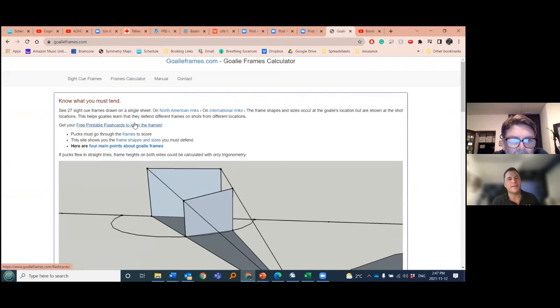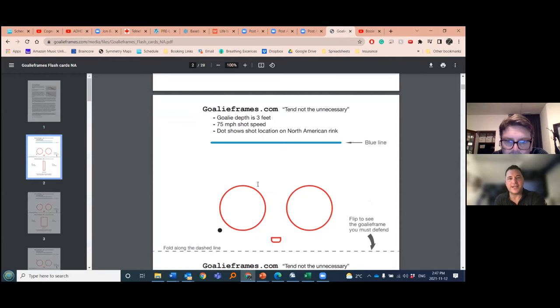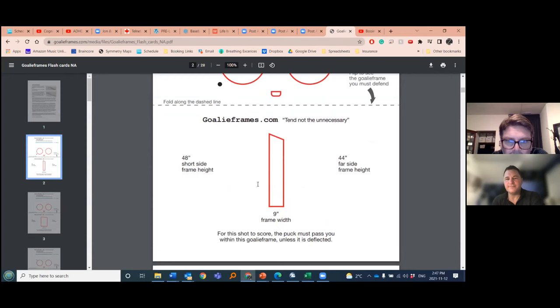Now you can go North American rink or international. So just go North American. And then you can go in, and then when it comes up, all these are bendable. So when you print them off, one side will have what the frame looks like. So go to the next one. Based on the puck's position there, the frame looks like that. It tells you how big it is, what the pitch looks like, the whole works.